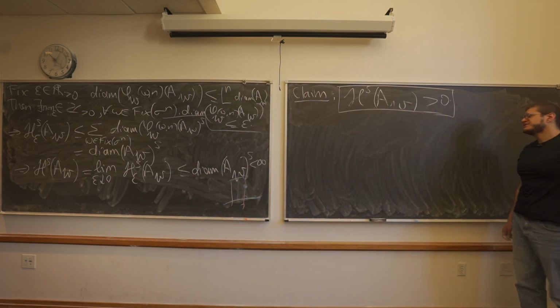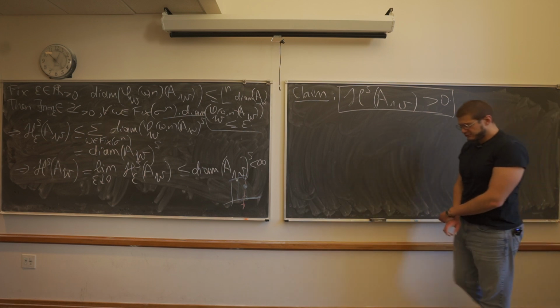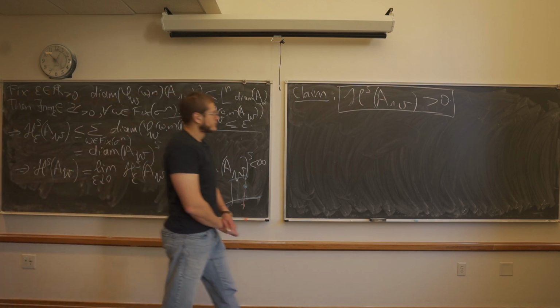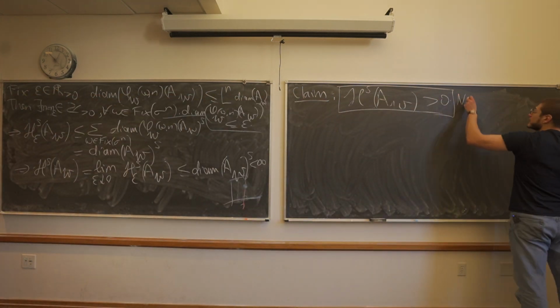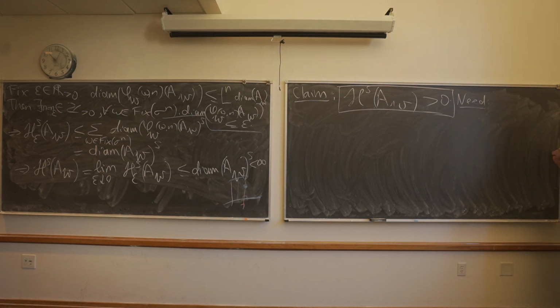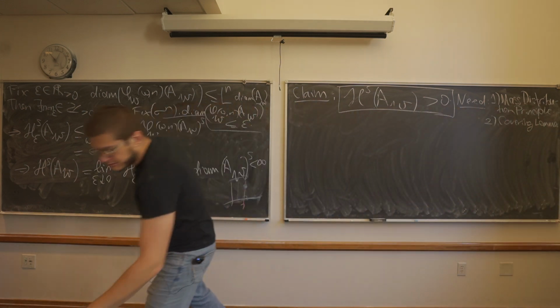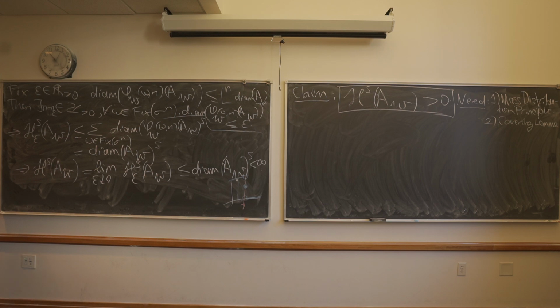So we need two pieces of technology, let's say. One of them is what is called the mass distribution principle. And the other one is a certain covering lemma. Maybe you don't need it, but the proof I'm going to present does need it. Let's first discuss this mass distribution principle. It's a very straightforward idea.